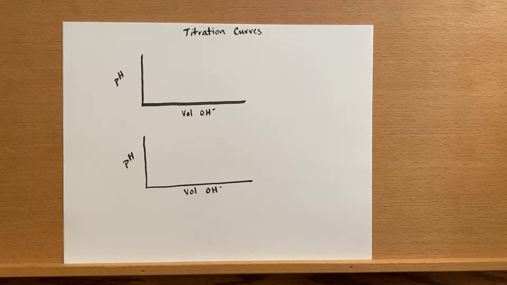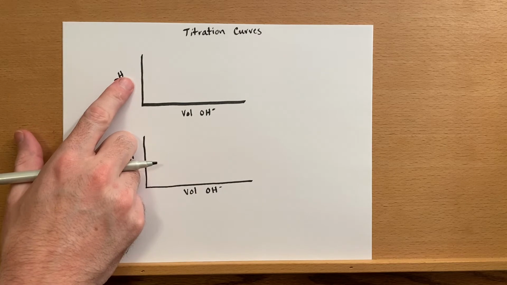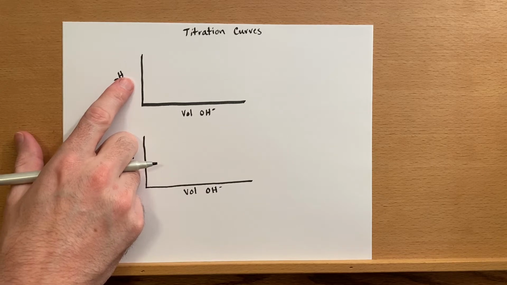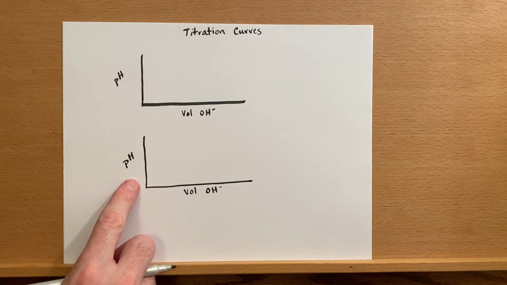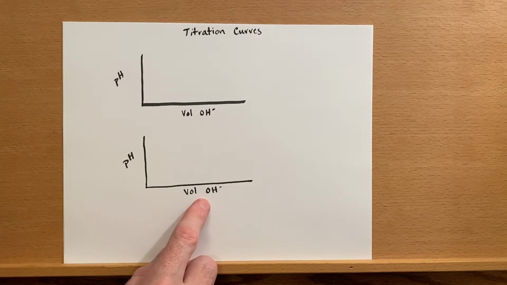Before we move on to calculating the pH for a weak acid, strong base titration, or the other way around, a weak base with a strong acid, let's examine a little bit more the shape of a titration curve. So up here I'm going to draw the shape of a strong acid, strong base titration curve with the base being the titrant. And down here I'm going to draw the titration curve of a weak acid being titrated with a strong base, such as NaOH.